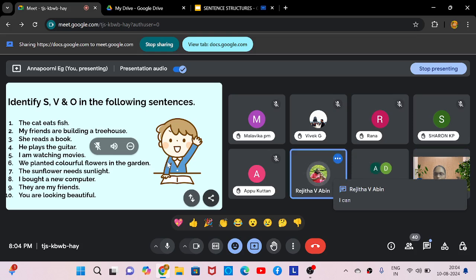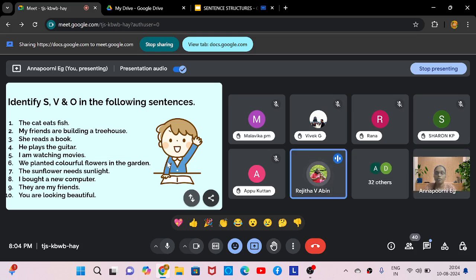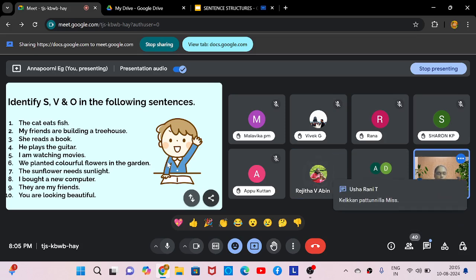I am watching movies. Not that one, that is already done. You have to read the next one. We planted colorful flowers in the garden. We planted. We is the subject. Verb is planted. Very good. Object, colorful flowers in the garden.